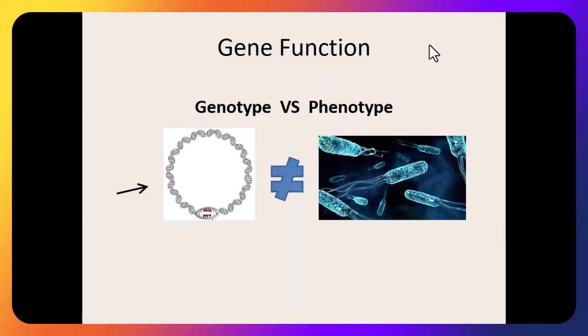Now, your genes code for certain traits. Again, you have a gene that codes for your eye color, you have a gene that codes for your hair color, you've got a gene that codes for just about everything about you.